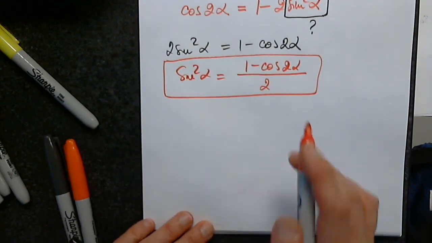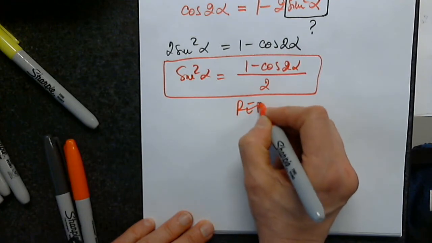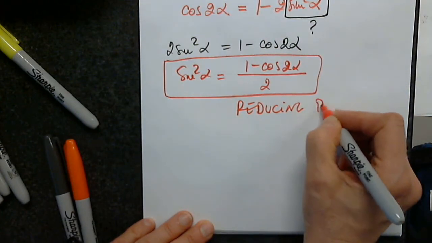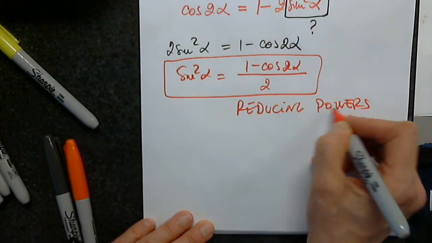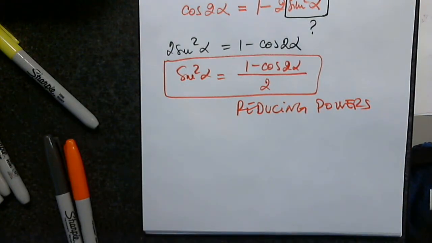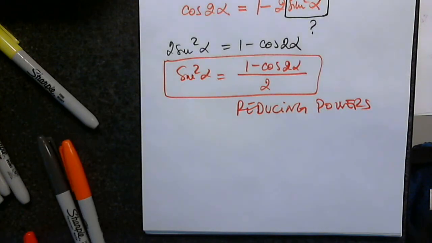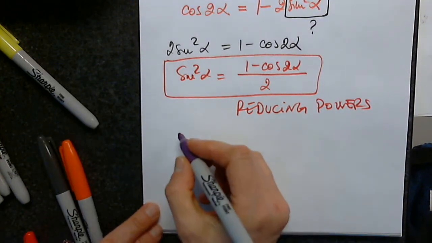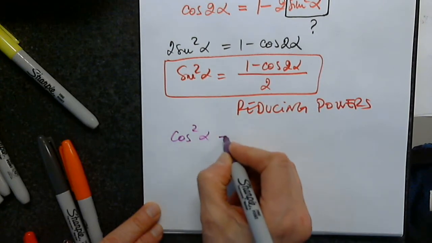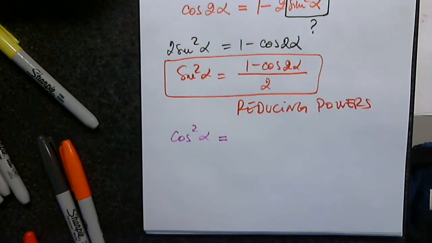This particular formula is called reducing powers. Reducing powers formula. In the same way, we will be able to determine cosine squared alpha. Can anyone have an idea? Or we can go back and do it step by step. You don't have to guess. You want to go back and do it step by step?